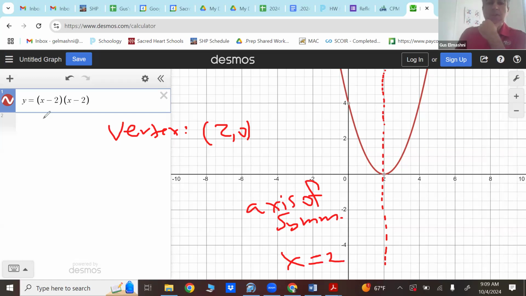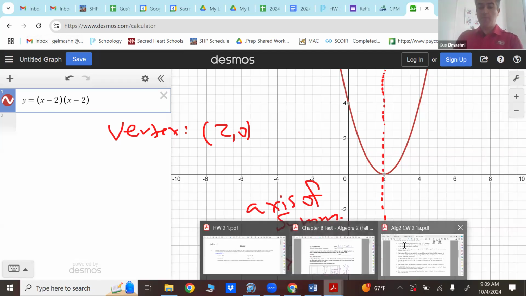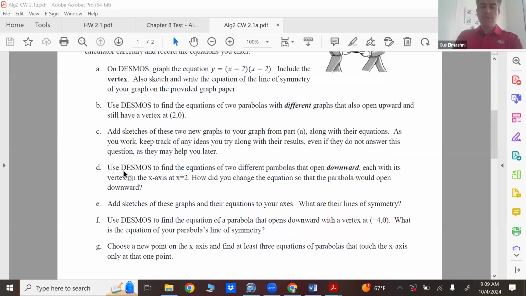Okay. So now we're going to do some movements, right? This is the big part of this unit, is we're moving graphs around. So it says sketch 2 more graphs. You want the same vertex, and you want it to open up. So that's what part B is saying: keep the same vertex and have it open up.